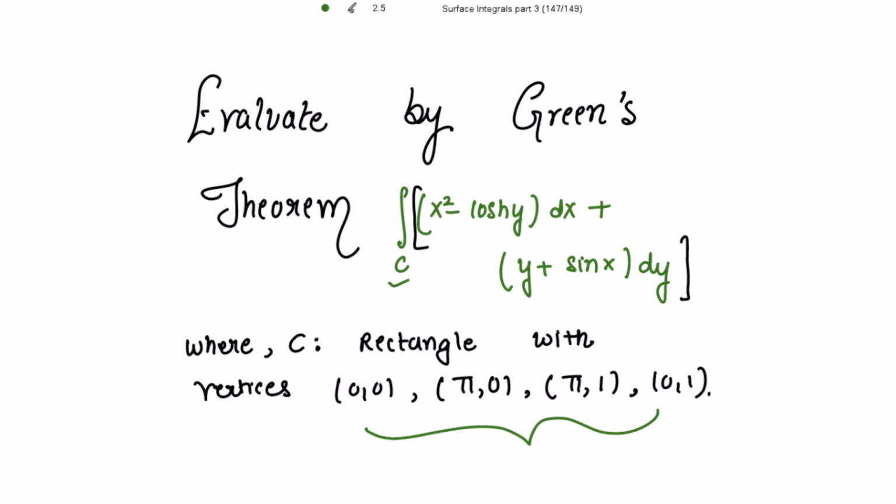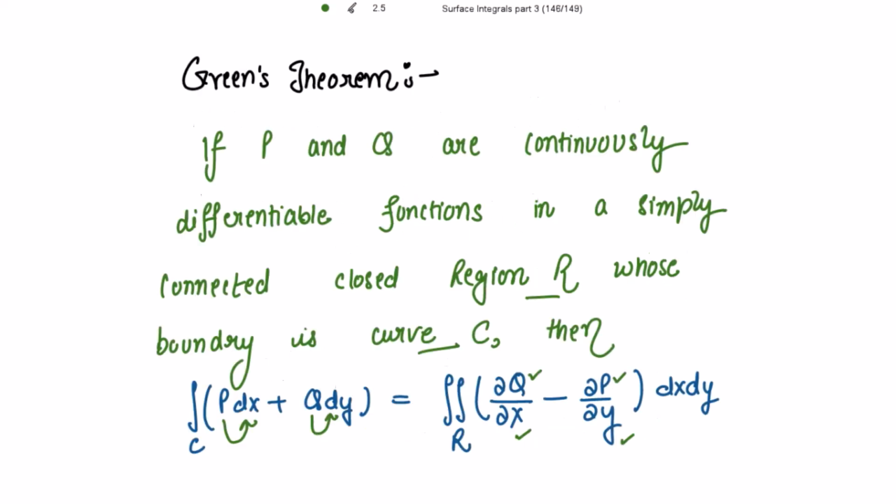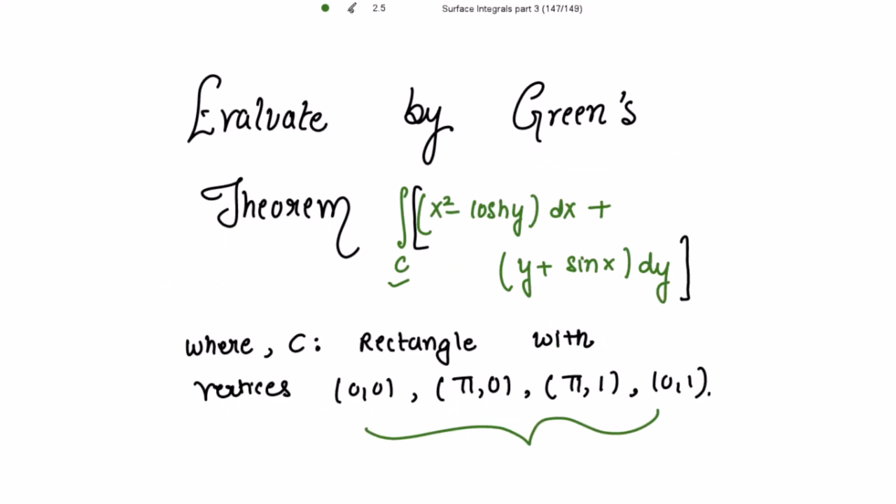Now it is very important to check what P and Q are. Here it is written that P and Q are continuously differentiable functions, meaning the functions whose derivative exists and which are also continuous. On the left hand side of the result we have P dx plus Q dy, so we have to take P with dx. Here we have x square minus cosh y with dx, so we consider this as P, and y plus sin x with dy, so we consider this as Q.